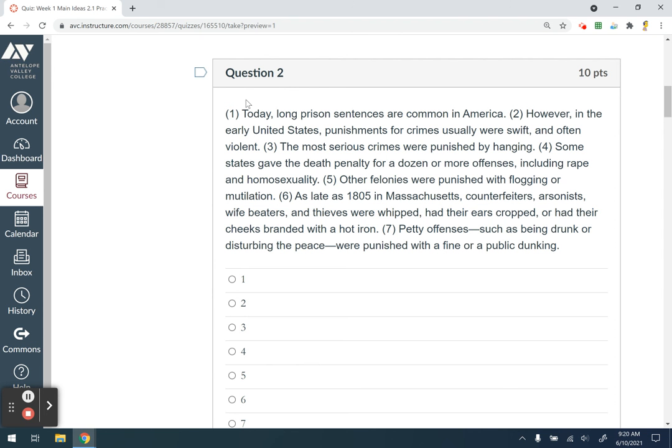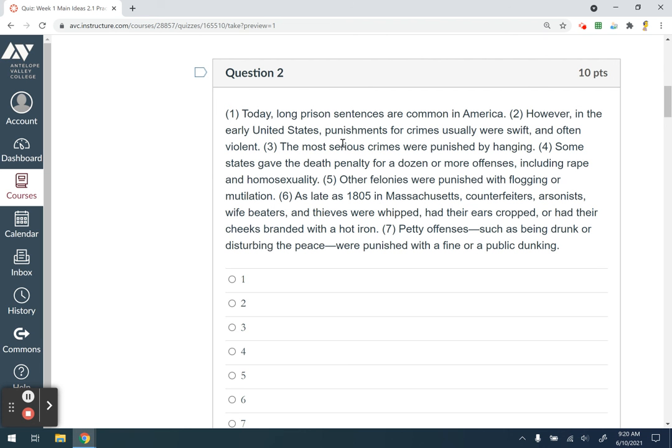Well, some of you may say sentence 1: today long prison sentences are common in America. So this is not the main idea. The reason is that they're not just talking about long prison sentences being common in America. And again, the key word is today. Because look, at sentence 6 it says as late as 1805. So they make a mention of something happening in the past, of how it was in the past. So it can't be the main idea because the main idea has to apply to everything.